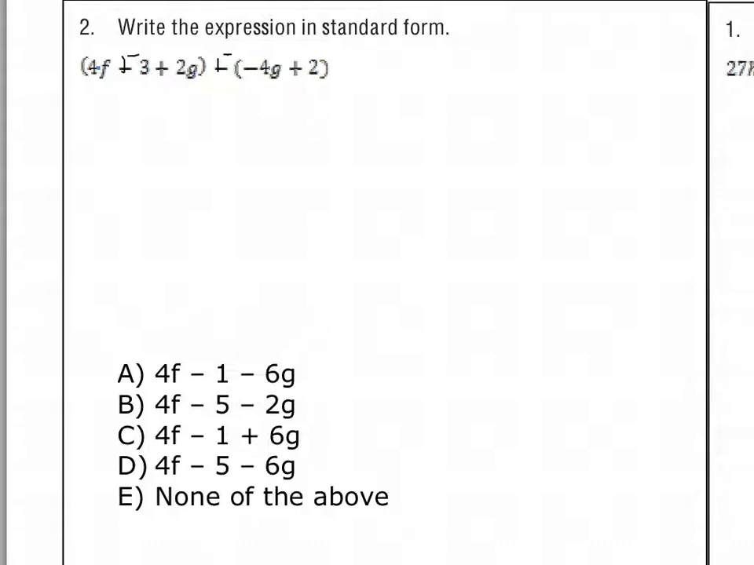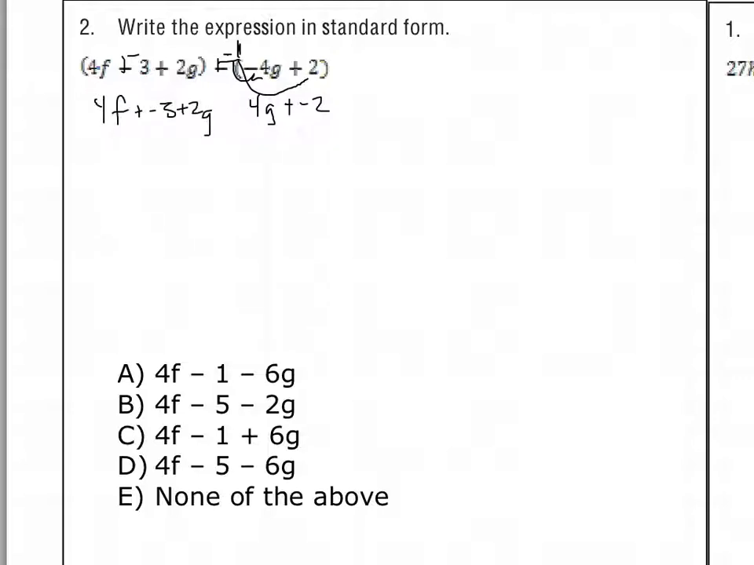And we know that in order to get the opposite of a group, we need the opposite of every piece of the group. We can also think about it as a distribution of -1. So -1 times would give me the opposite, which is -4g, and the opposite of +2, which is -2. Bring down the rest of this: 4f plus -3 plus 2g.